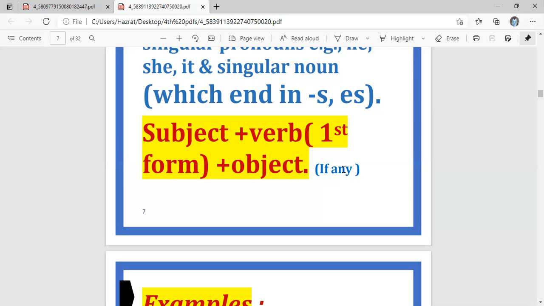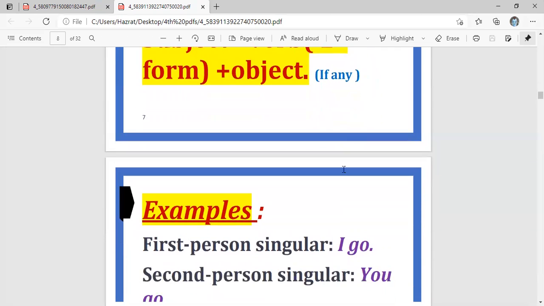So the subject is, for example, I, and I do what? I teach English. For example, the subject is you. You learn English. If you want to make it negative or interrogative, for interrogative you will have to import do. Do I teach English? Do you learn English? You do not learn English.